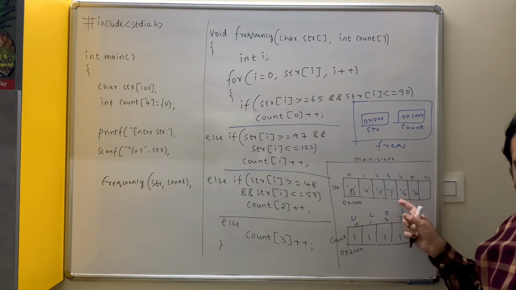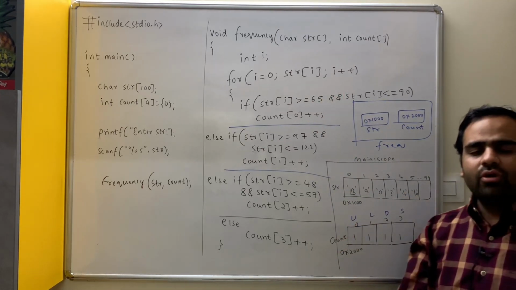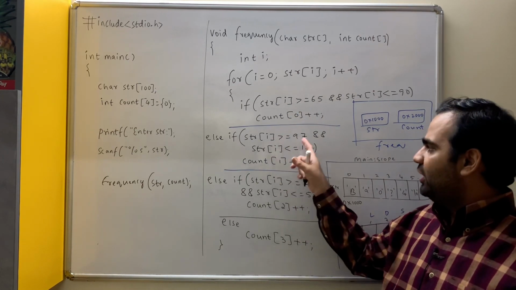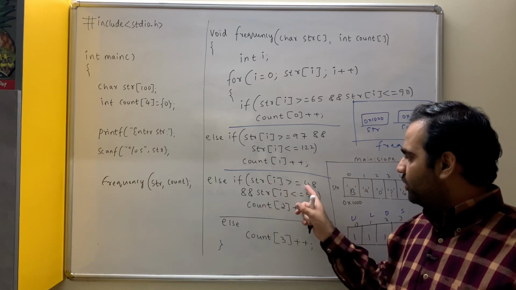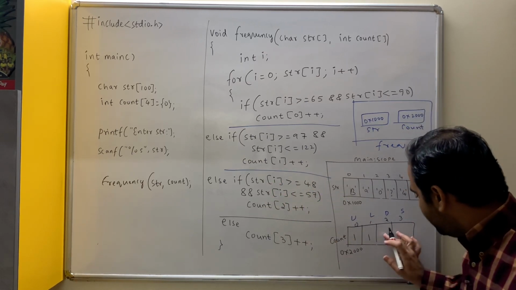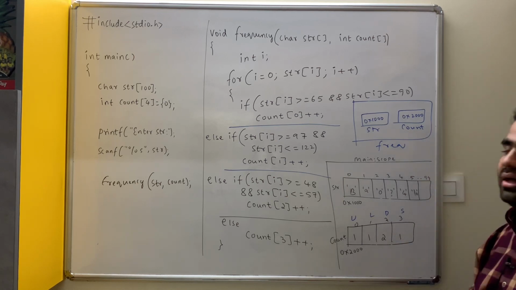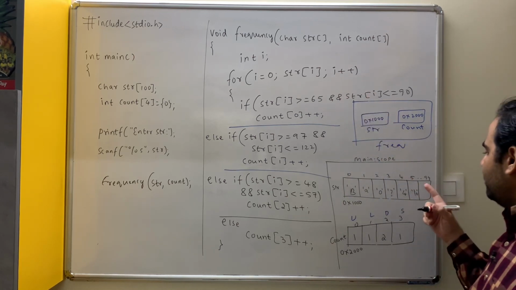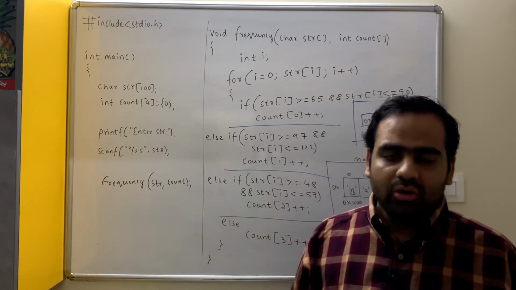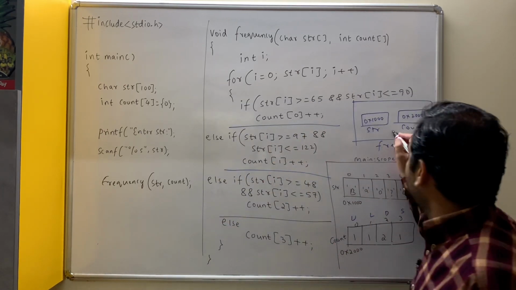Now at index 4 we have digit 4. Digit 4 ASCII value is 52. 52 greater than or equal to 65 false. 52 greater than or equal to 97 false. 52 greater than or equal to 48, yes. 52 less than or equal to 57, yes. Therefore you say count of 2 plus plus. Again you say I plus plus, the value of I will be 5, str of 5 is false. You come out of this, closing bracket of the function is taken as return, the scope dies.